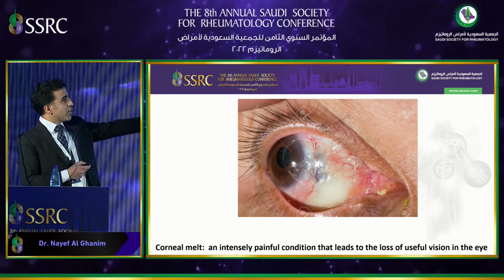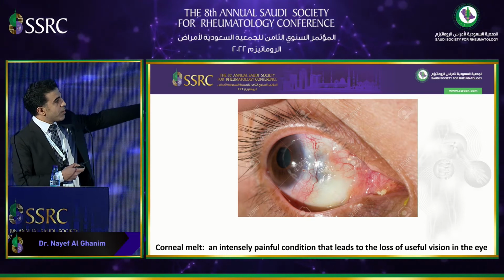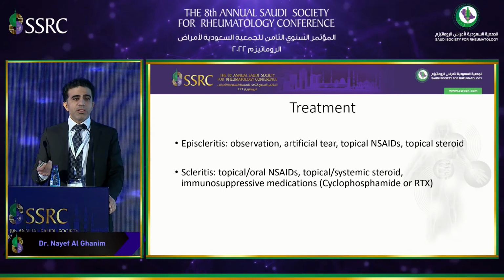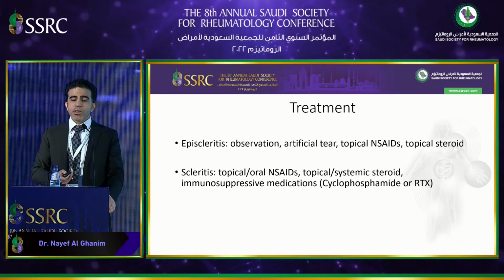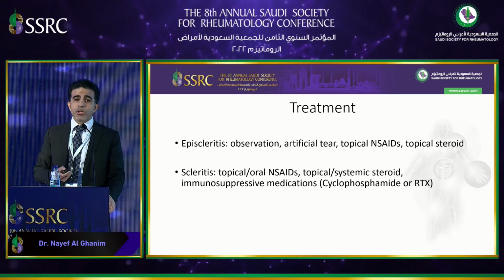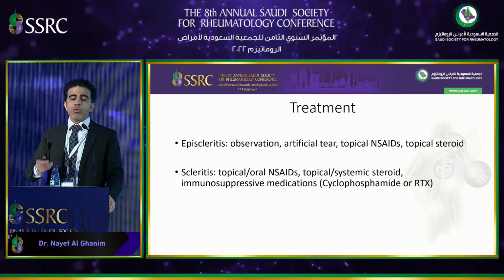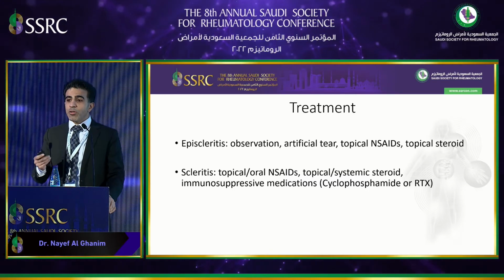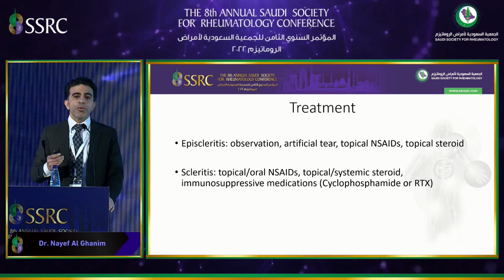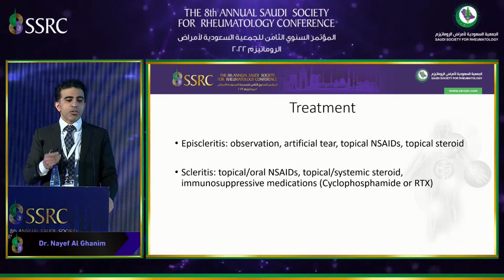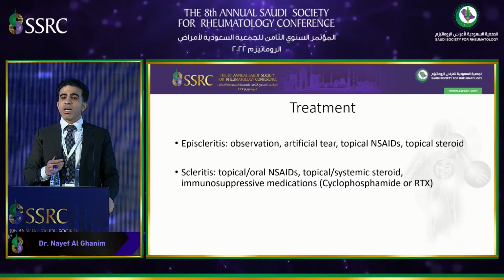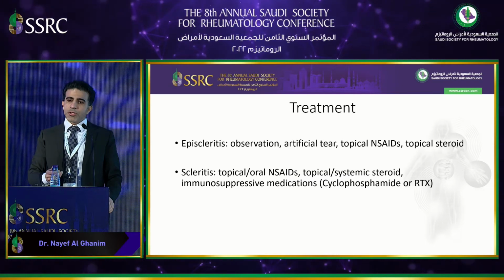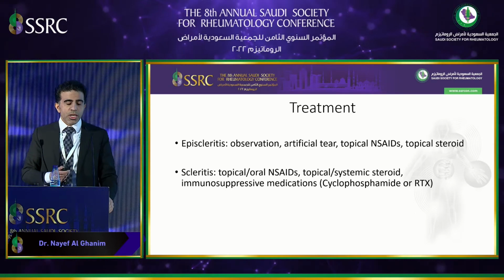As you can see, the sclera is melted away, and you can see the choroid behind the sclera. For episcleritis, the treatment is observation or artificial tears. Sometimes you have to use topical NSAID or topical steroid, but for scleritis, you always have to use topical steroid and sometimes topical NSAID. And if they don't respond, you have to use strong immunosuppressive medications like rituximab or cyclophosphamide. So always ask about the pain. If the patient has redness and pain, this is a serious condition, and you should call the ophthalmologist as soon as possible.